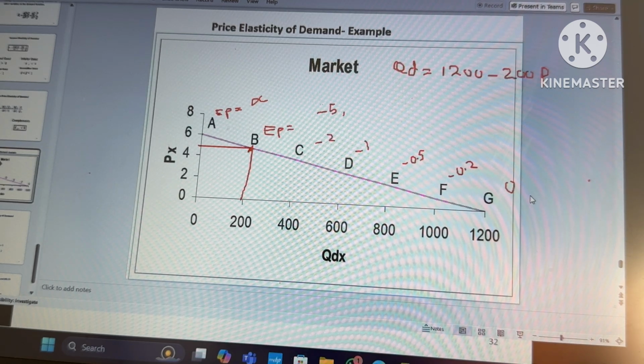Now I need to highlight this one. You see, this is the middle point of the demand curve, right?